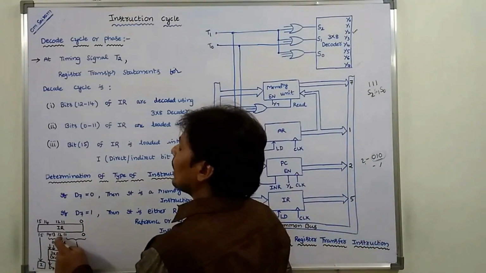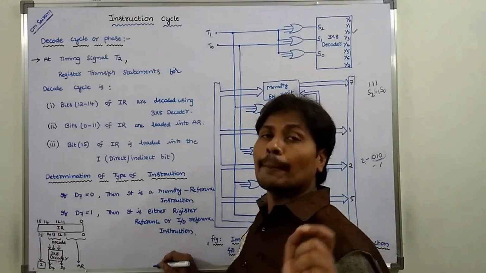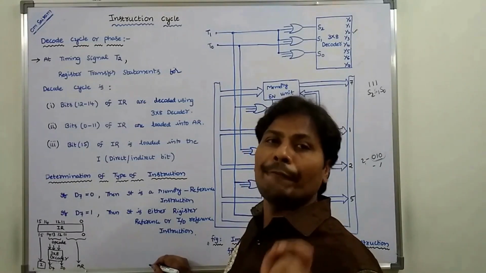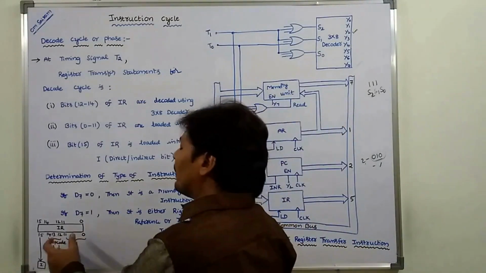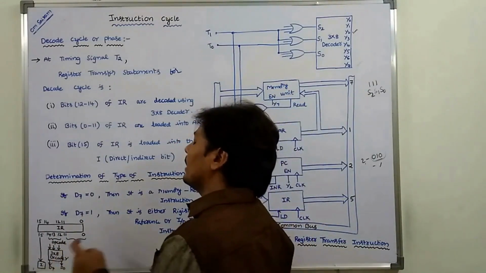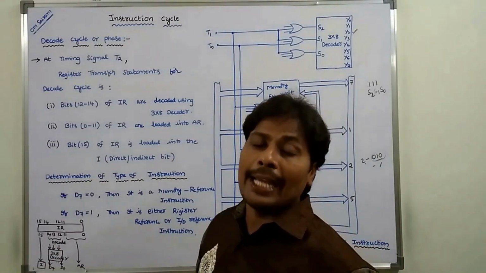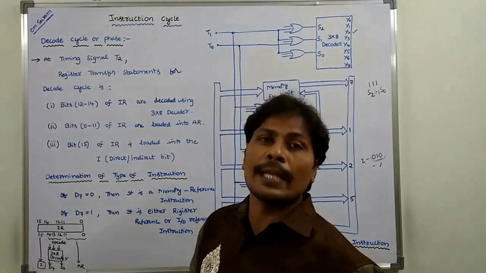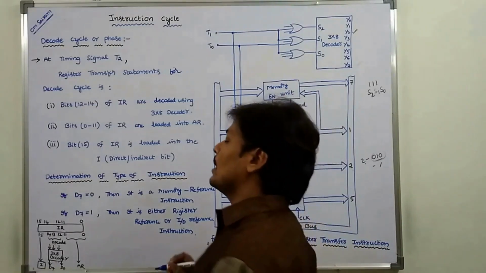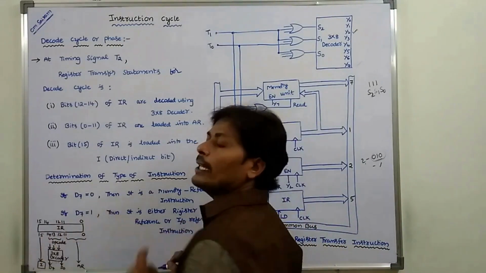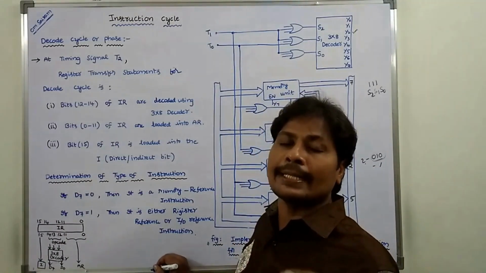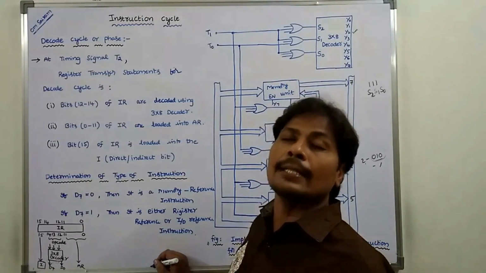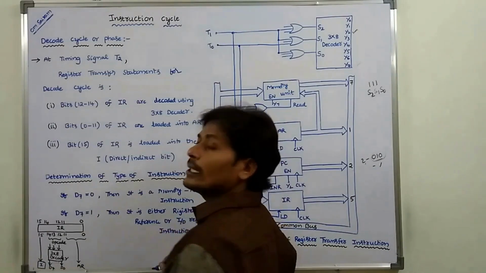Next, bits 12, 13, 14. These bits represent the opcode. Opcode is nothing but what operation is to be performed. These three bits in the opcode are decoded by using a 3/8 decoder. It can take 3 bits as input and produces 8 bits as output. So bits 12, 13, 14 are the 3 bits, and these 3 bits are taken as input by the 3/8 decoder. It produces 8 outputs, that is D0 to D7.